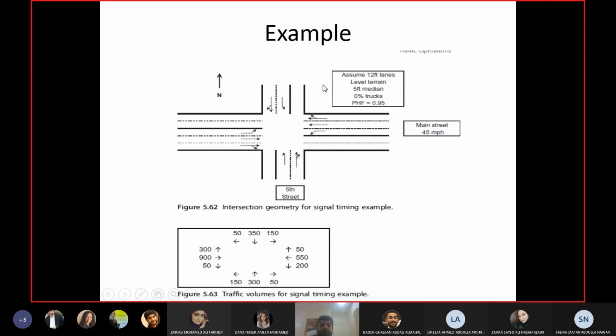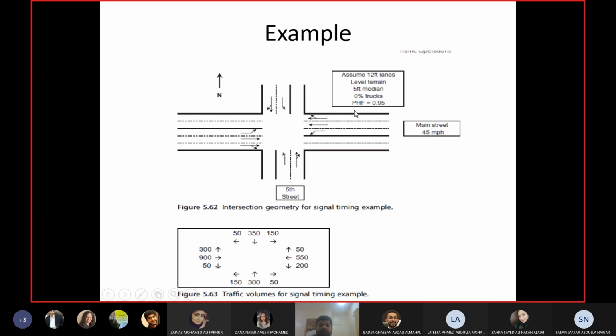So we have this intersection. You can see the assignment of the lanes. Okay, so this is the major street. Obviously, it has 45 miles per hour speed. Okay, and this is the minor street. Okay, the lane widths are given. Median width on each side is given, and I will assume it to be the same.